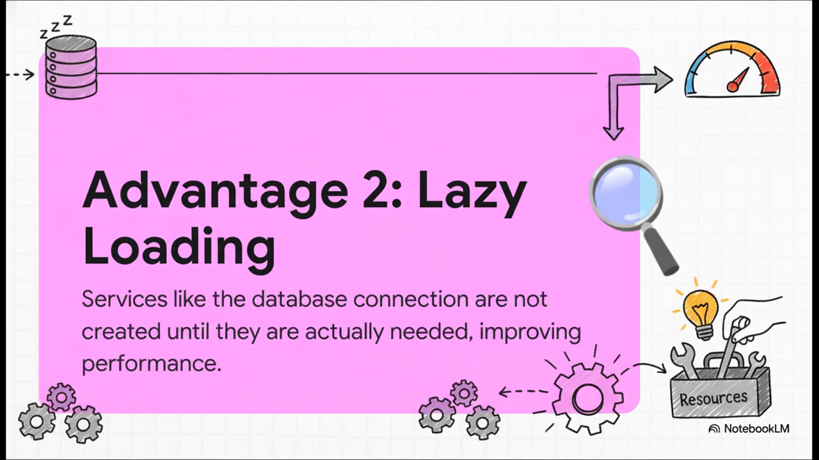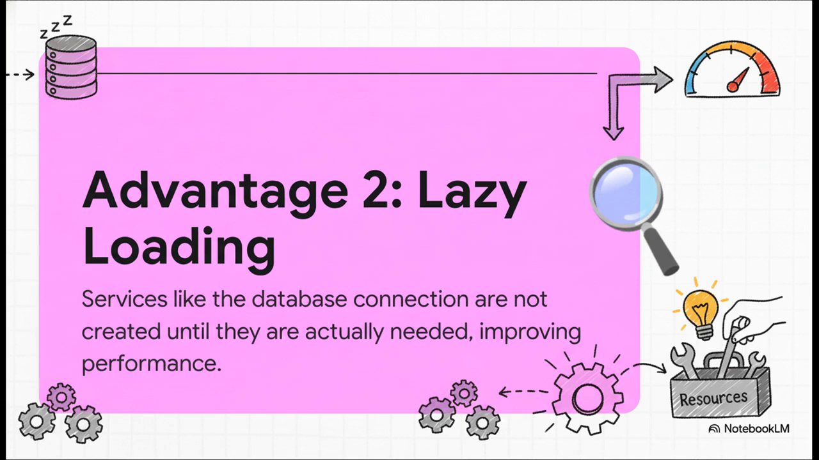Advantage 2 is lazy loading. And this is a huge deal for performance. The container is smart. It doesn't actually create a service, like that database connection, until some part of your code actually asks for it. This on-demand approach saves a ton of resources on every single page load and makes your site feel much faster.